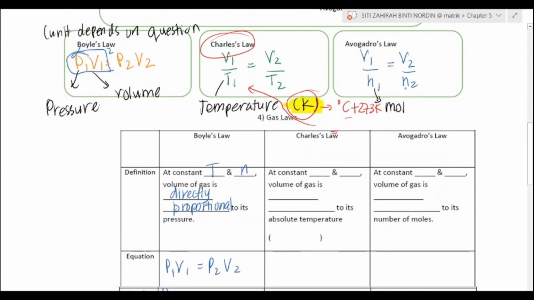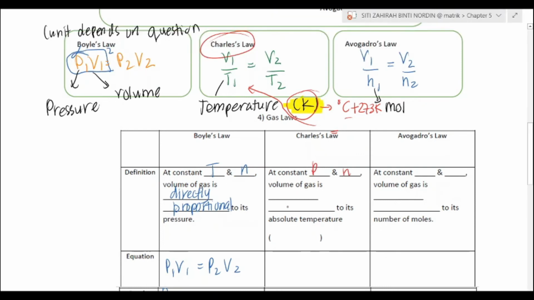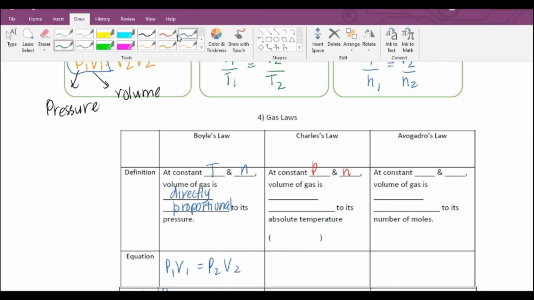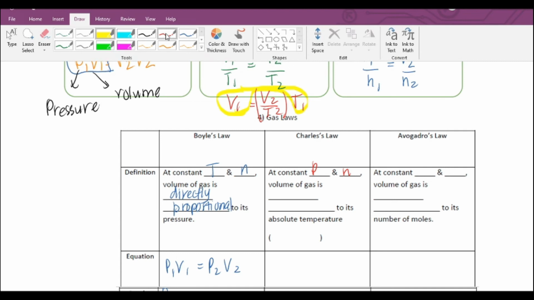At constant P and n, volume of gas again. So what is the relationship between V1 and T1? I want you to rearrange this Charles' law equation. So make sure that V1 is equal to V2 over T2, in bracket, T1. So the relationship between V1 and T1 is just the same. It would be directly proportional.